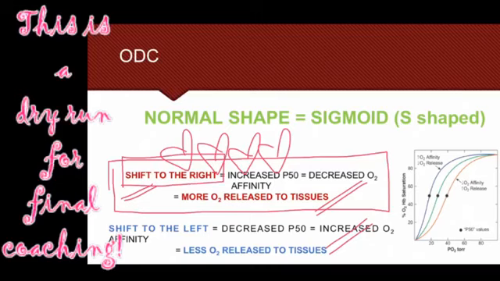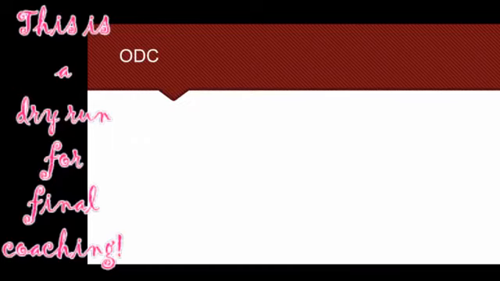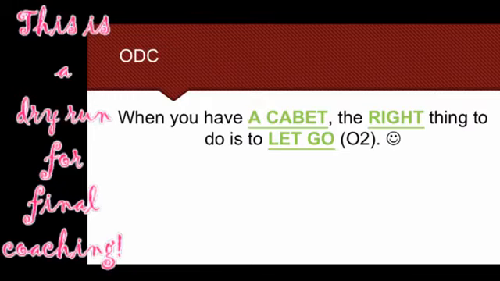And if ever hindi yun yung itanong sa exam, then that automatically tells you na ang sagot ay yung kabilang grupo. So again, let's look at the shift to the right, because there's a funny mnemonic that you can use for this. Now you can say that when you have a kabet, the right thing to do is to let go. A kabet is a mistress, a third party, or you know, yung mga nakikisawsa, mga malalanding, kung sino man dyan, ang tatamaan.